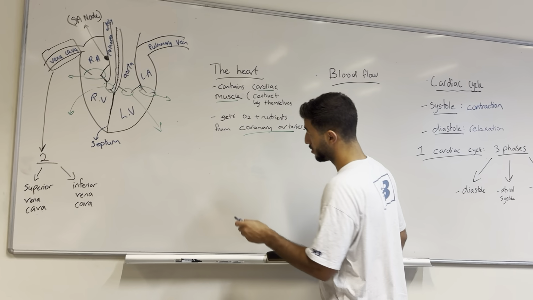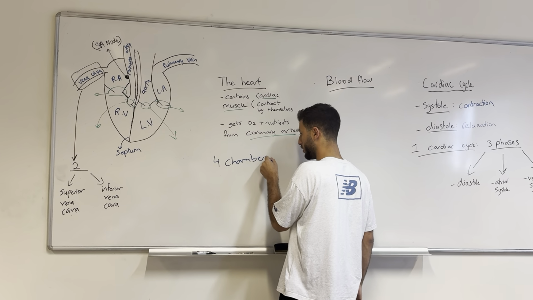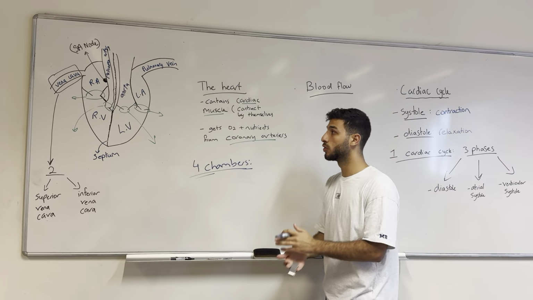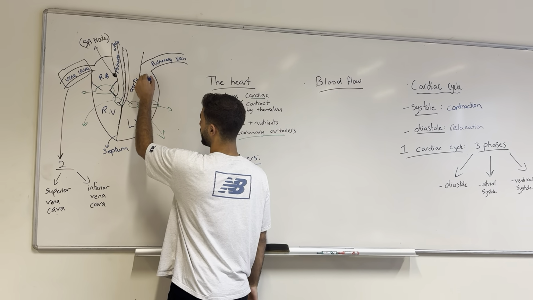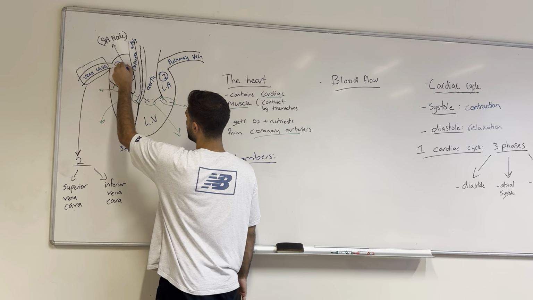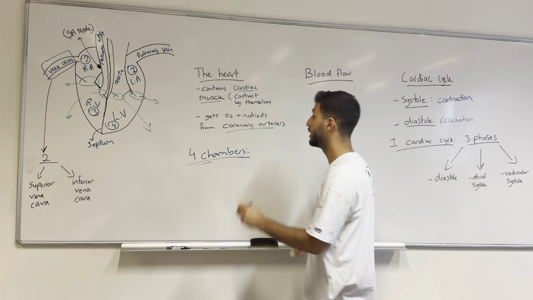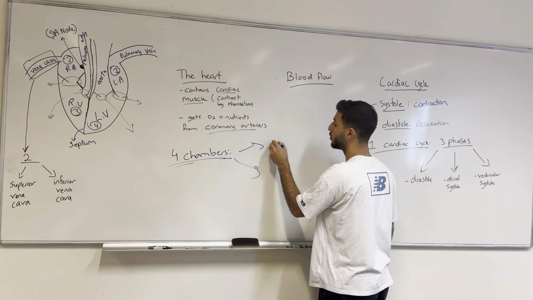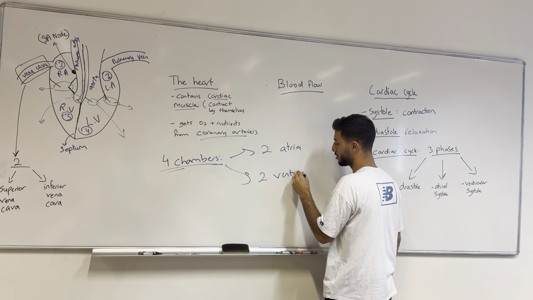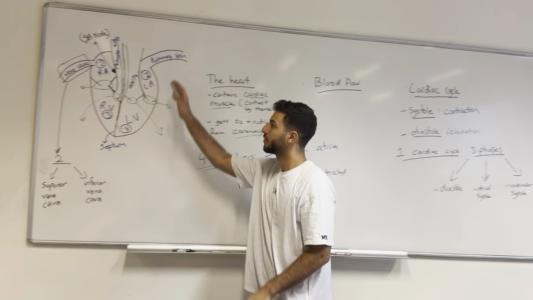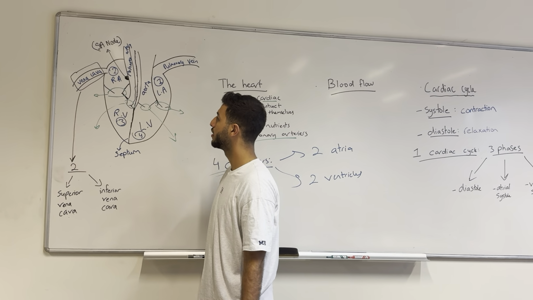So the heart has 4 chambers, okay? What are they? You guys have to really know the structure of the heart to be able to understand its function. So we have 1, 2, 3, 4. Okay, we have 4 chambers. It is split into 2 by 2. We have 2 atria and 2 ventricles. So we have the left atrium, the left ventricle, and we have the right atrium and the right ventricle.